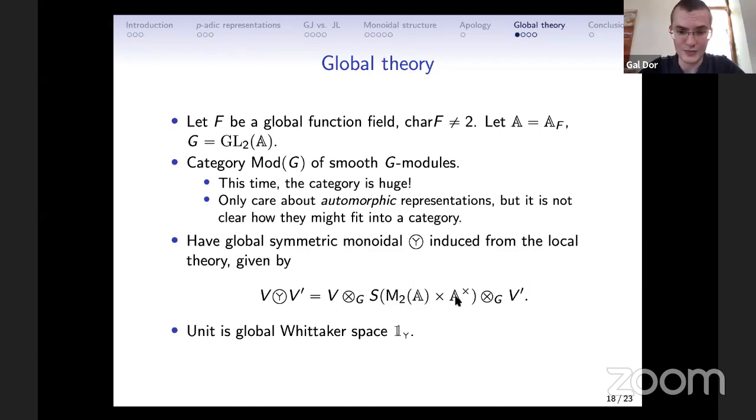the functions on M to A times A star. And this space turns out to have a triple G action, an action of G(A) times G(A) times G(A). And you can use this to define a symmetric monoidal structure, just like in the local case, whose unit is the Whittaker space, which I denote by the same notation 1y, and this is a symmetric monoidal structure which is given by V tensor over G with this space tensor over G with V prime. So just believe me when I say that you can show that the local statement implies the global one, that you also have a symmetric monoidal structure in the global case.